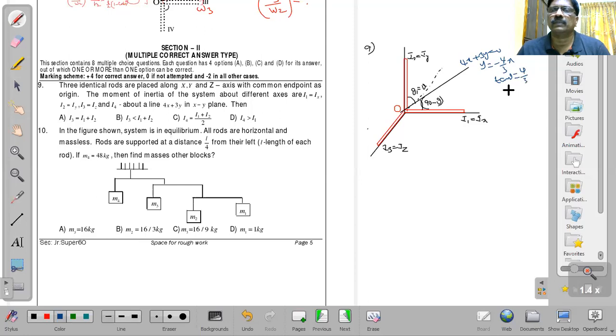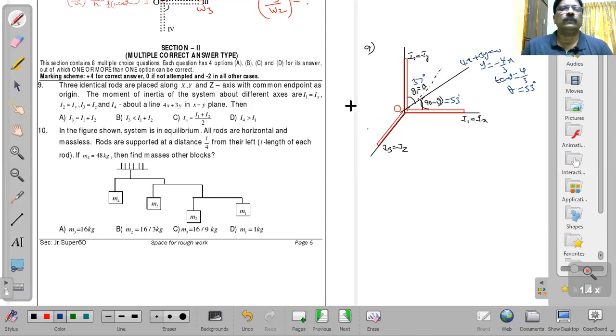4 by 3. That means theta is equal to, of course minus means in this direction or in this direction. With x-axis the angle made is 4 by 3 means that is equal to 53, we can write 53 degree. That's why with x-axis this is equal to 53. If it is 53, definitely this is equal to 37 degree.